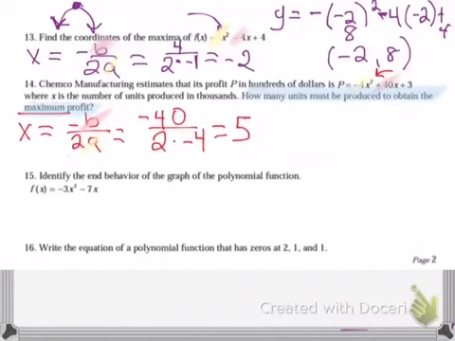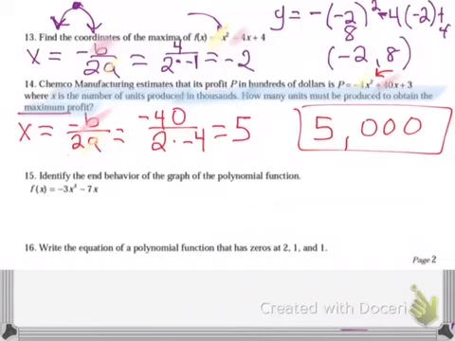Well, x is the number of units produced, so I have that. But here's the part you have to read. It's in thousands. So the maximum occurs when x is 5, but it's not 5, it's 5,000. Okay? Let's look at number 15.